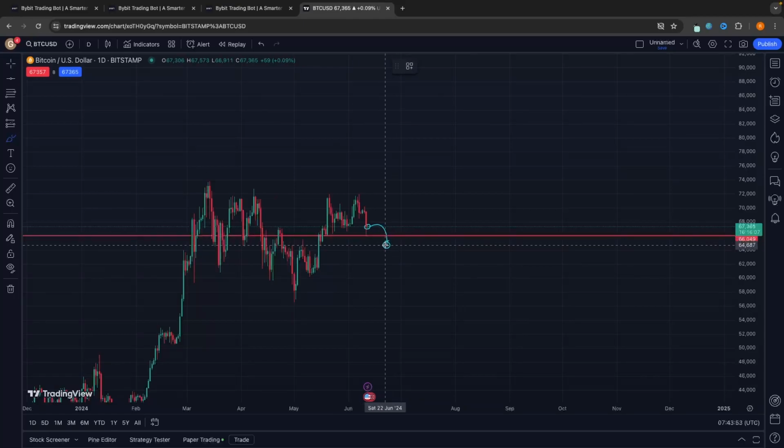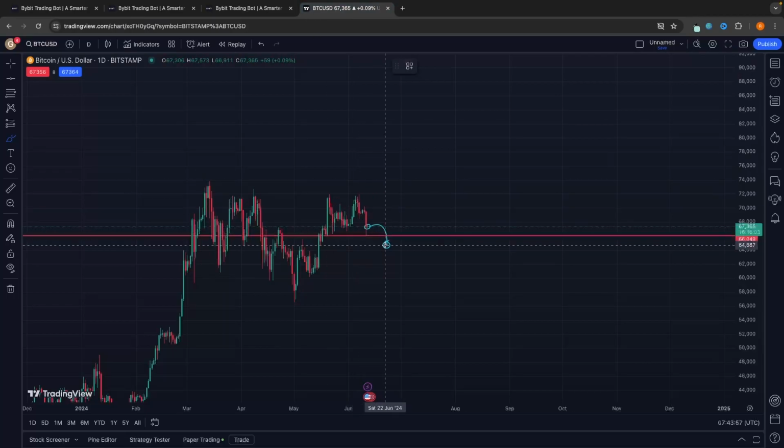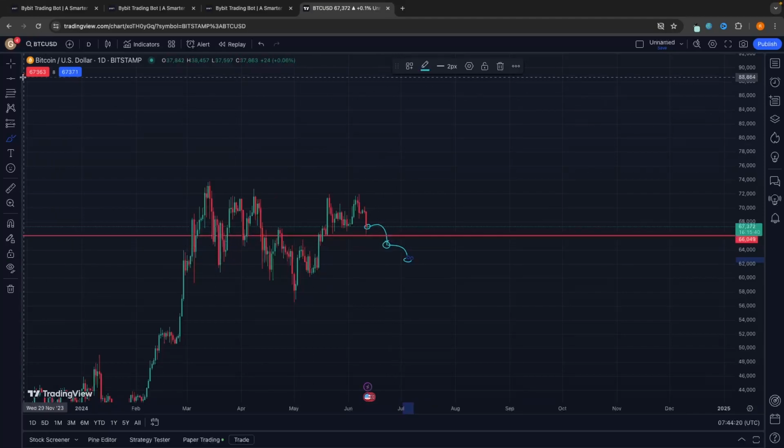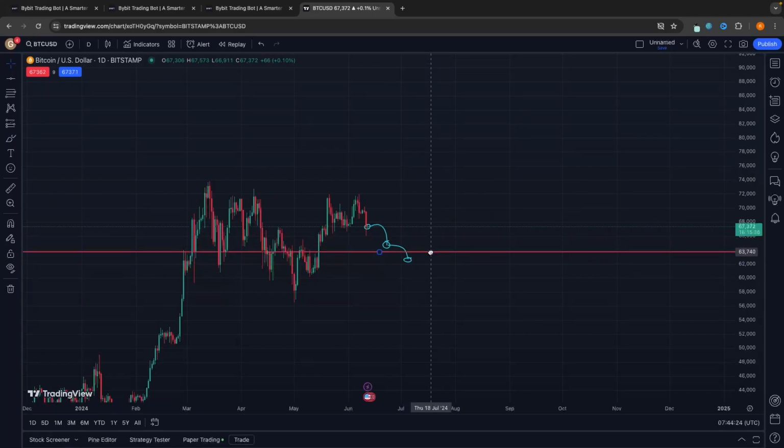Then let's say that we fall again, once again, another 0.5%, as that is the position decrease. So let's say that we fall to here this time. We are going to buy another 1.2 times the previous investment. So it's not 1.2 times this investment, it's 1.2 times this investment, where we already bought 1.2 times. So this time it's going to bring our average position once again down to here, somewhere around here.